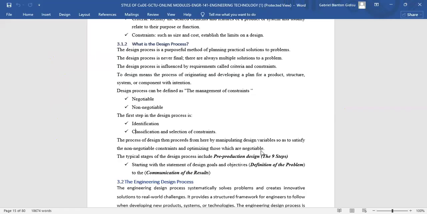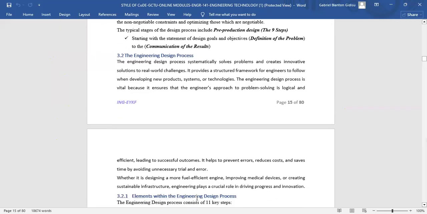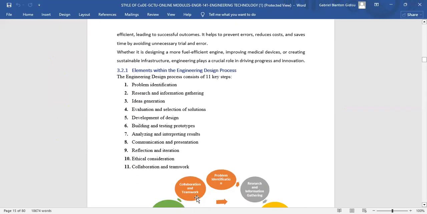Okay, the engineering design process. So, elements within the engineering design process. These are the things that we are going to list, from 1 to 11. These are the things we are going to consider when we want to design something.